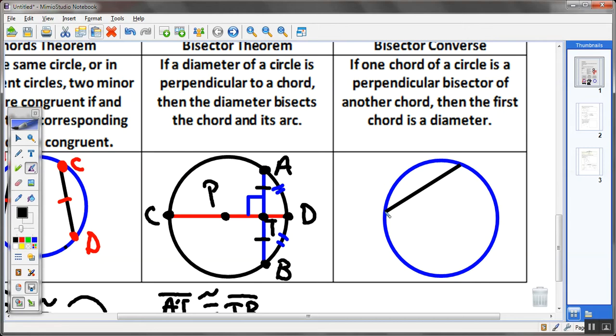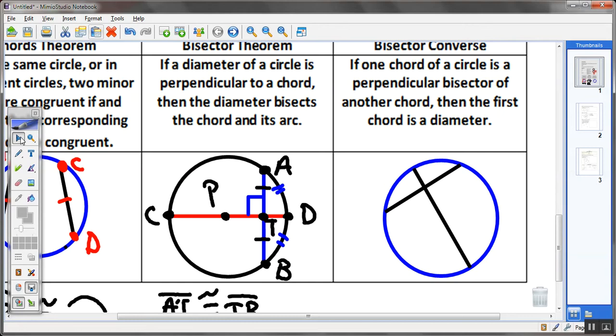Then if another chord bisects this perpendicularly, then this chord must be a... Doesn't it have to be the middle, right? I'm sorry? Like the second chord doesn't have to be the middle, does it? Grace, say that one more time for me, buddy.